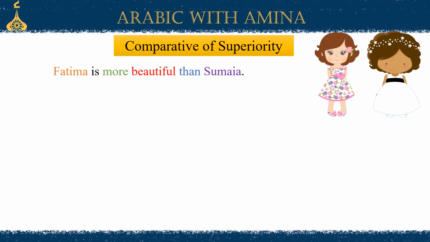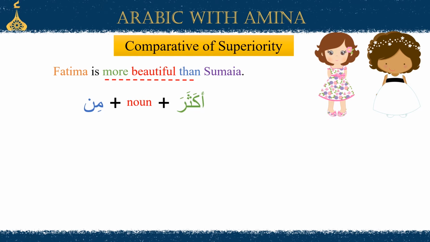Now on to the second method, where we use the word more. For example, Fatima is more beautiful than Sumaya. In English, we have the word more, followed by an adjective, and then followed by the word than. In Arabic, it is very similar. We have the word أكثر, which is more. After أكثر, we are not going to put the adjective. Instead, we are going to put the noun. And after that, we are going to put than or min.